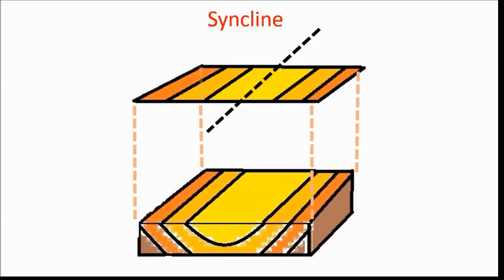There's the axial plane, and the axial plane trace will be where it cuts on the surface. The dip arrows on the map would show this direction of dip. They'll be dipping in towards the axial plane because it is a syncline.